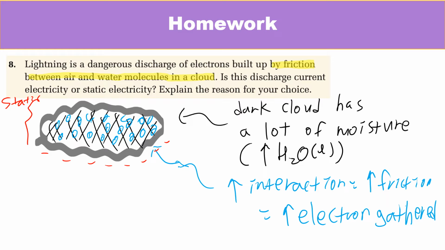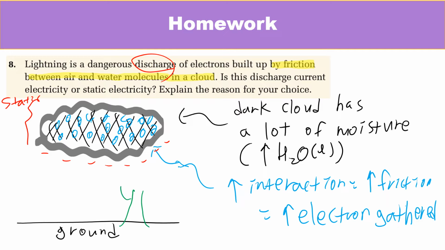But the question is asking about discharge. So, fancy way of saying, what happened? Imagine you have a ground over here, and hypothetically, let's say we have a tall tree. Here's what happened. It is asking about the connection between cloud and the tree. In this case, I like to say circuit is built. Thus, I like to say this is current electricity.